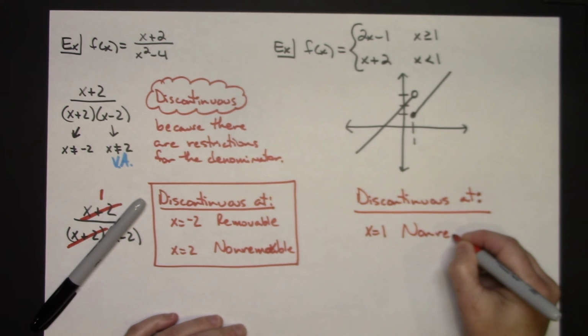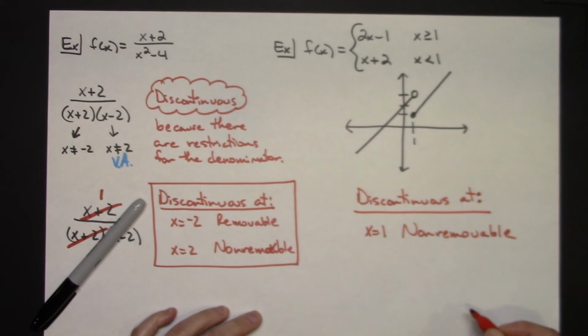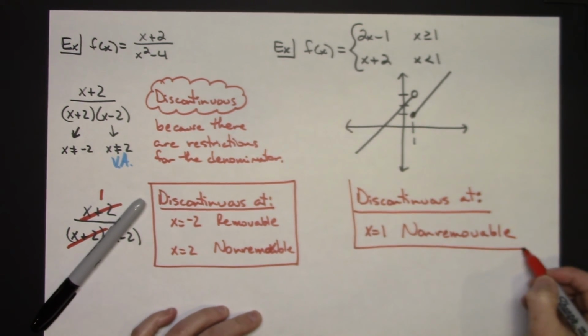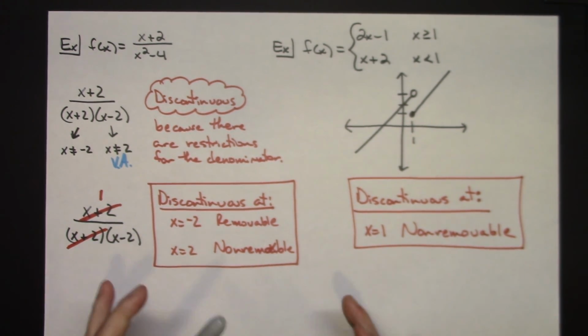So it's non-removable. Much better job on spelling there. Okay. So just some examples of applying this concept of discontinuity and identifying it from looking at the functions, especially when you don't have a graphing calculator. How are you going to do this? What are you going to do? And how are you going to approach it?